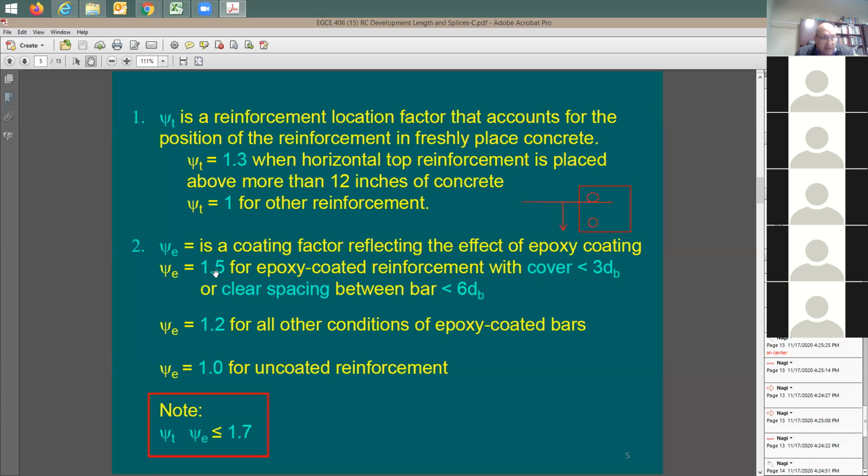So the epoxy factor here is 1.5. And because the rebar is a top rebar, psi sub t is equal to 1.3, right? Now I have one check here. It says if psi sub t multiplied by psi sub e, you have a maximum of 1.7. Now multiply 1.3 times 1.5, you get 1.95. You say my limit is going to be only 1.7.